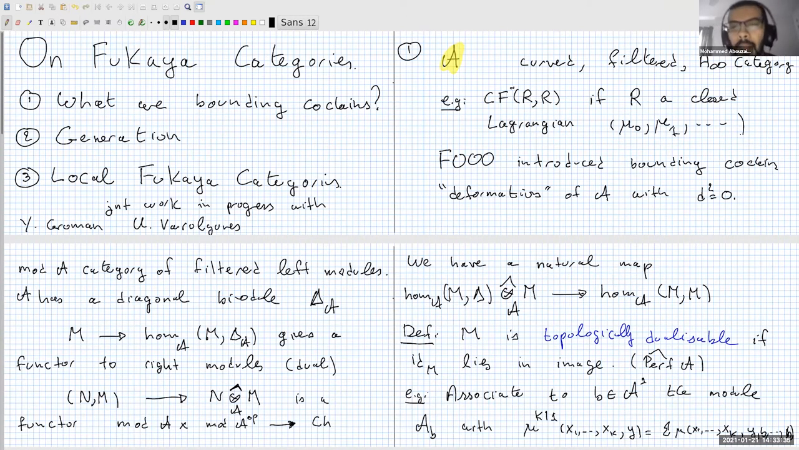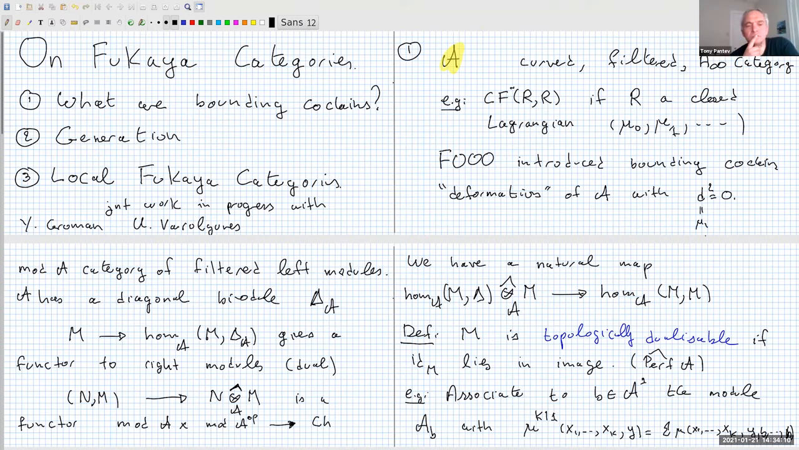Now, what Fukaya, Oh, Ohta, and Ono realized at the beginning of this century is that a way to extract meaningful information from this is to choose, if one exists, a bounding cochain. The way I wrote it here informally is that you should think of it as some deformation of A, which has the property that now d squared equals zero. And d squared is, again, this is mu one.